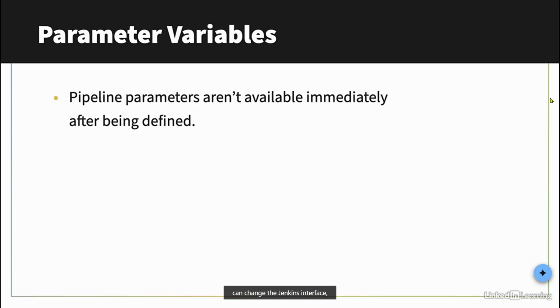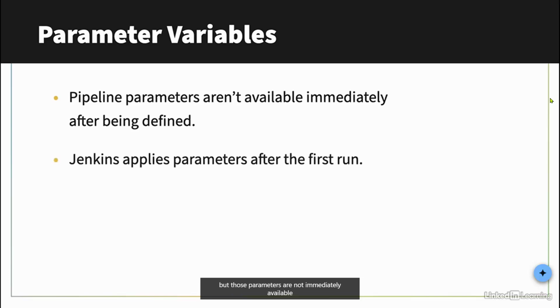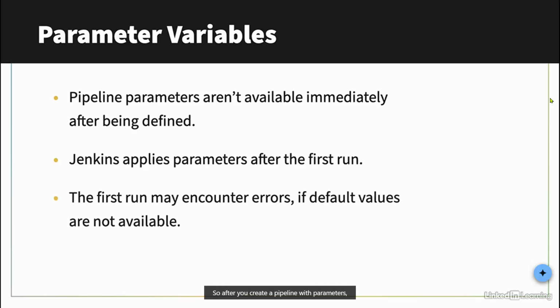Because pipeline parameters can change the Jenkins interface, it causes a sort of chicken and egg scenario. We can create a pipeline that defines parameters, but those parameters are not immediately available to the Jenkins job. So after you create a pipeline with parameters, you'll need to run the pipeline, which will actually encounter an error, especially if the default values are blank or aren't available for the job to process. But once the job is run a second time, the parameters will be available to be used.